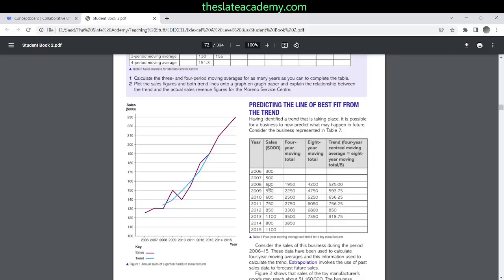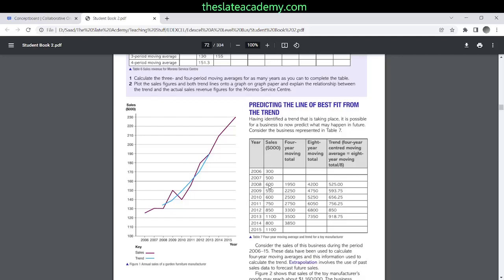Got it? What does the trend say that the sales should be in 2008? According to the table. 525. What's the actual sales for 2008? 600. What's the difference? 75. That's the variation.